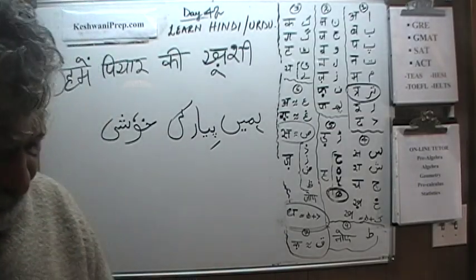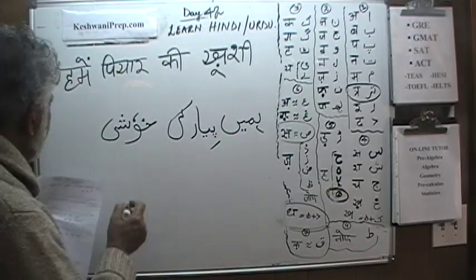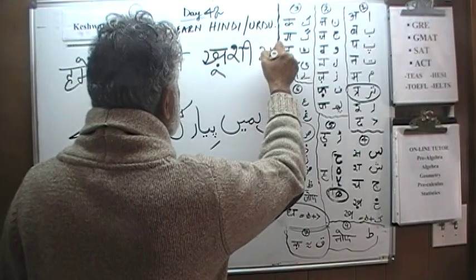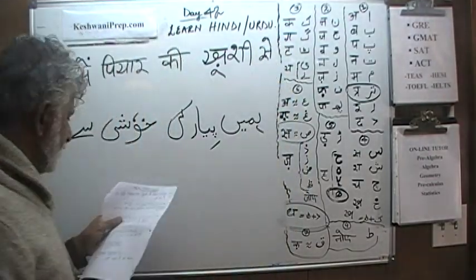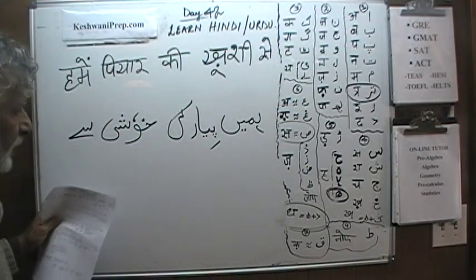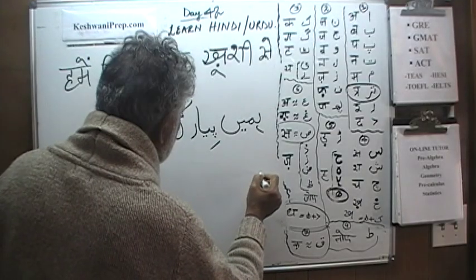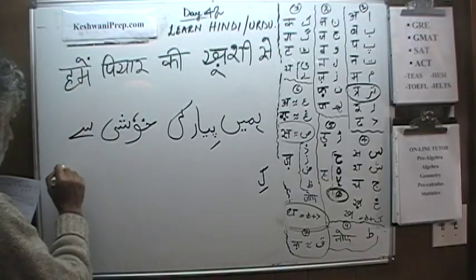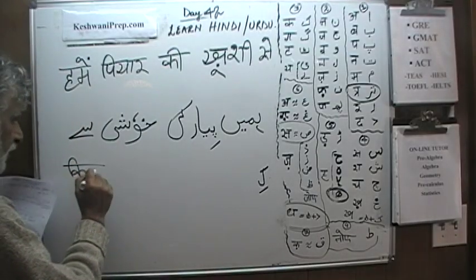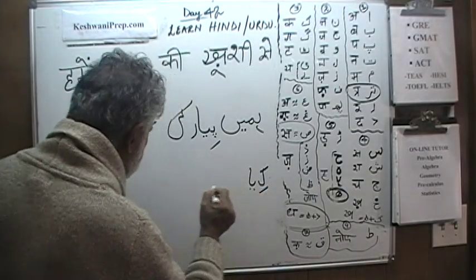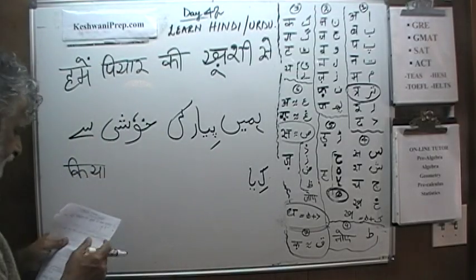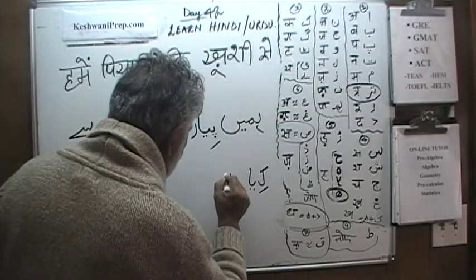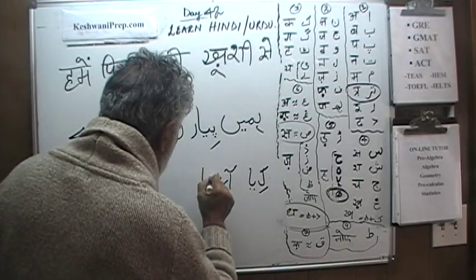हमें प्यार की खुशी से, हमें प्यार की खुशी से किया. काफ छोटी की मात्रा and then या. किया, आशना.